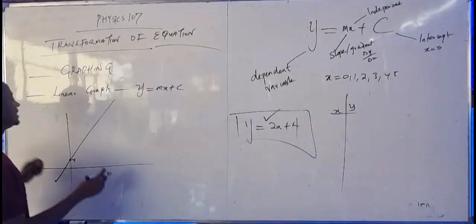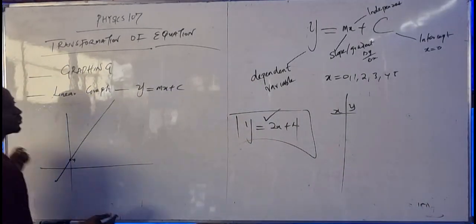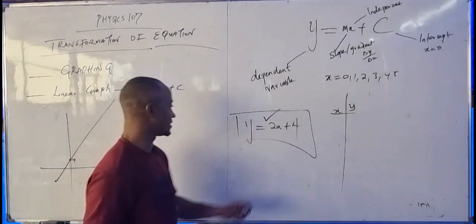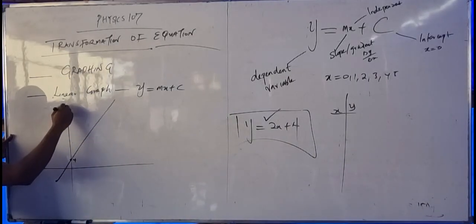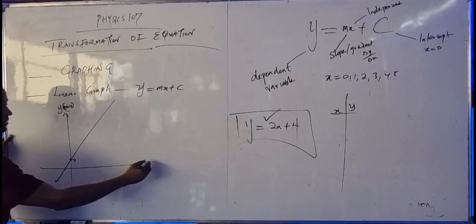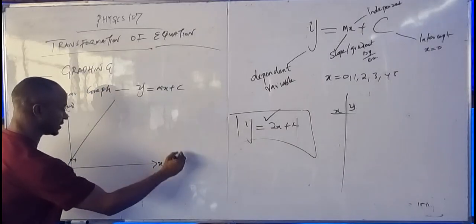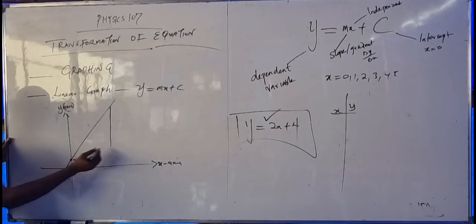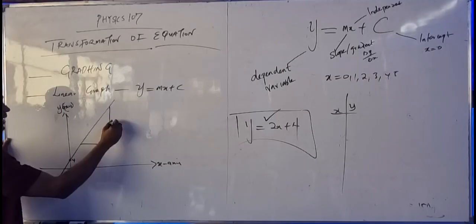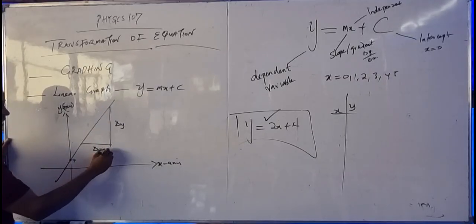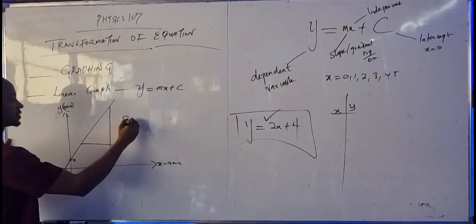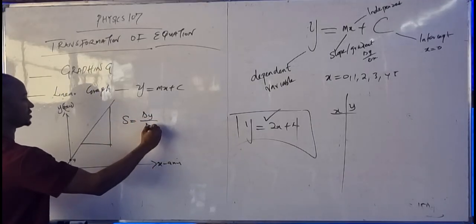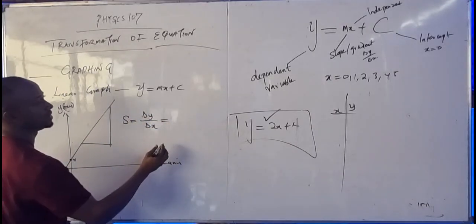Now, we have the linear graph. When you plot a graph of y against x, a graph like this must be obtained. This is the y-axis, and this is the x-axis. When you find your slope, change in y over change in x, your answer must be equal to 2.